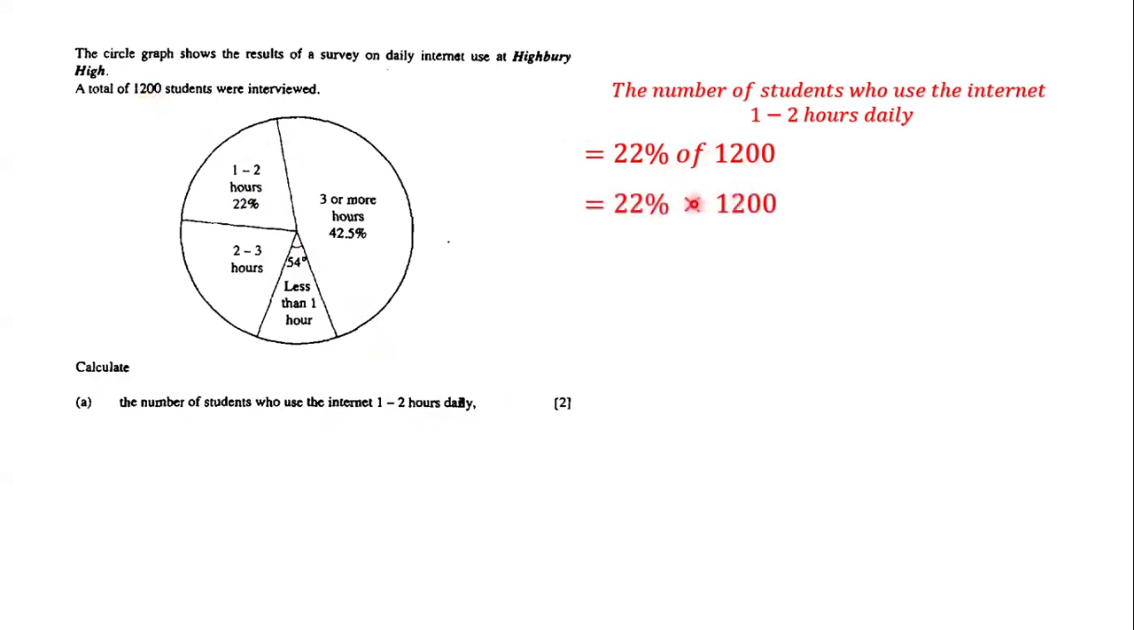Now 22%, we have to represent that as a fraction. So it's 22 over 100. We bring down the multiplication sign, and so we have 1,200 over 1. Next, we multiply. We have 22 multiplied by 1,200, and that gives us 26,400. And we have 100 multiplied by 1, which is 100. And so we divide these two numbers, and we get 264. So that means that the number of students who use the internet 1 to 2 hours daily is 264.